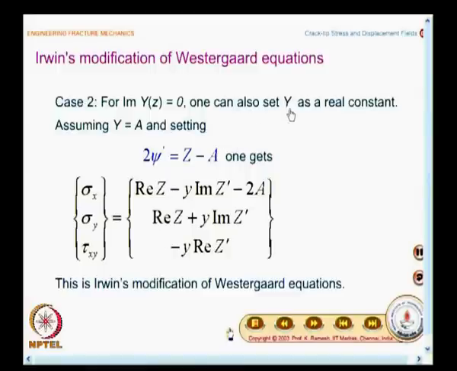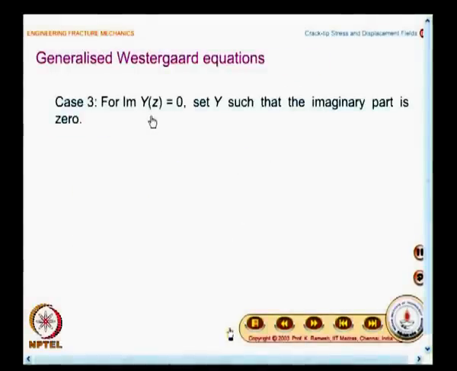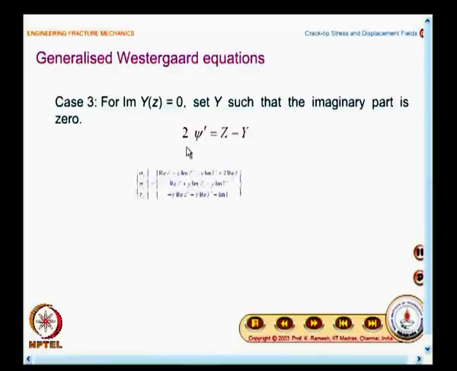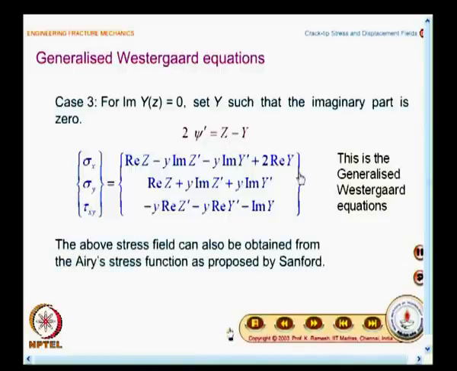Now, what I am going to do is have Y present, but we will only ensure that the imaginary part of Y equal to 0. This is what we are going to emphasize. So, if I do this and take 2 xi prime equal to capital Z minus Y, I get the generalized Westergaard equations.